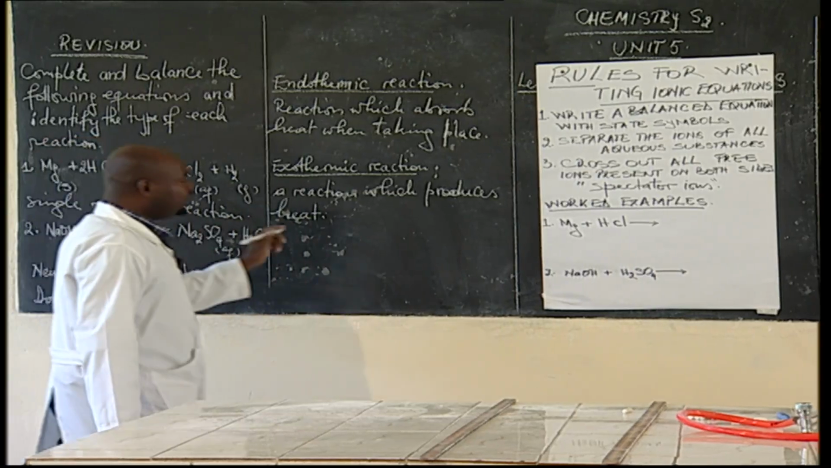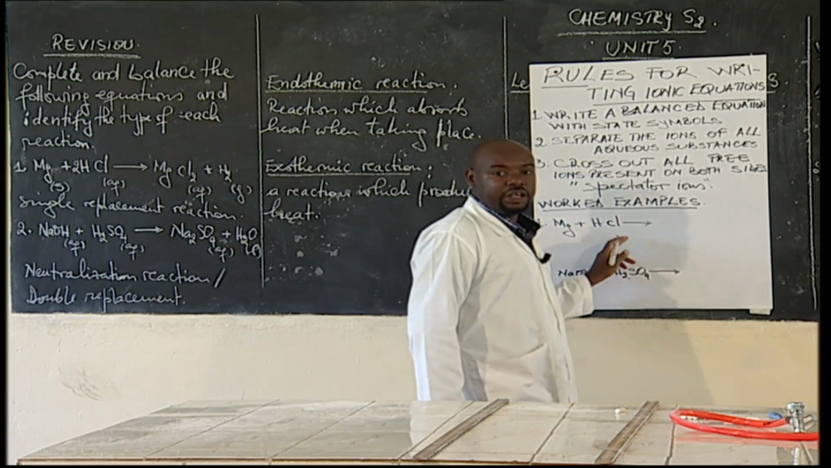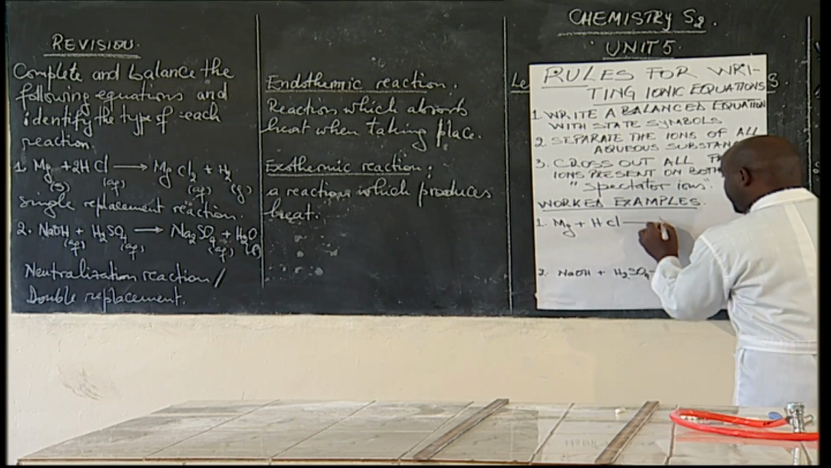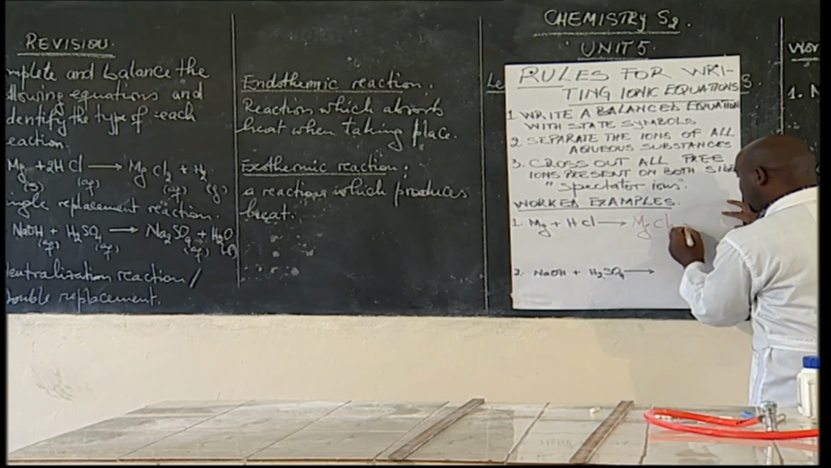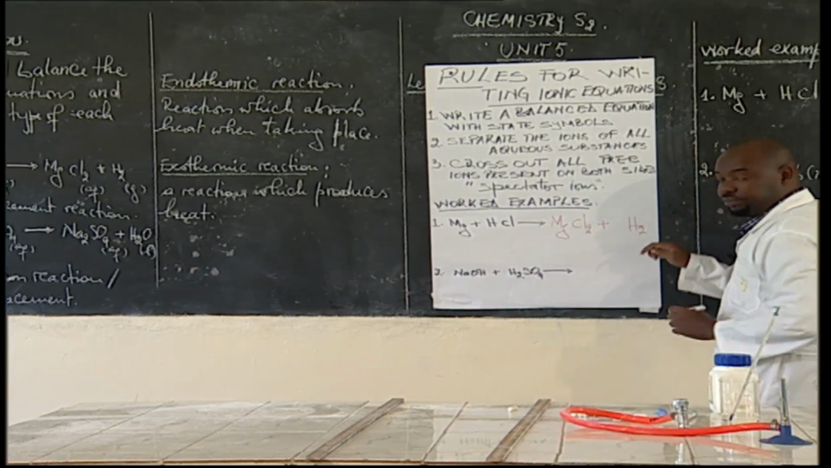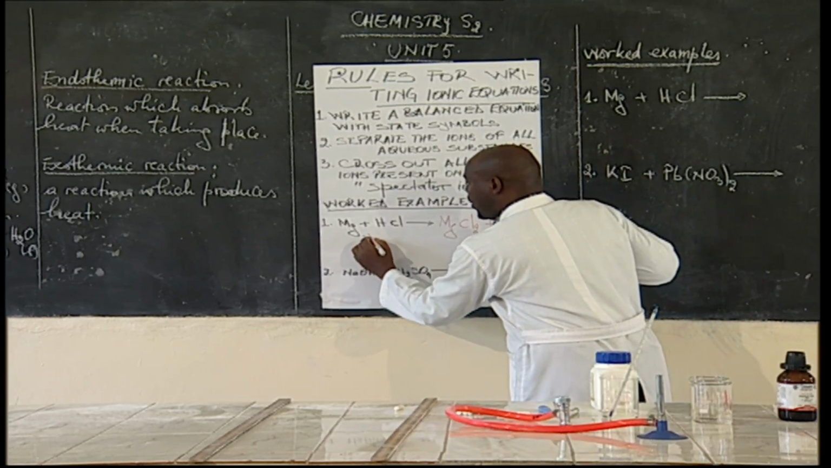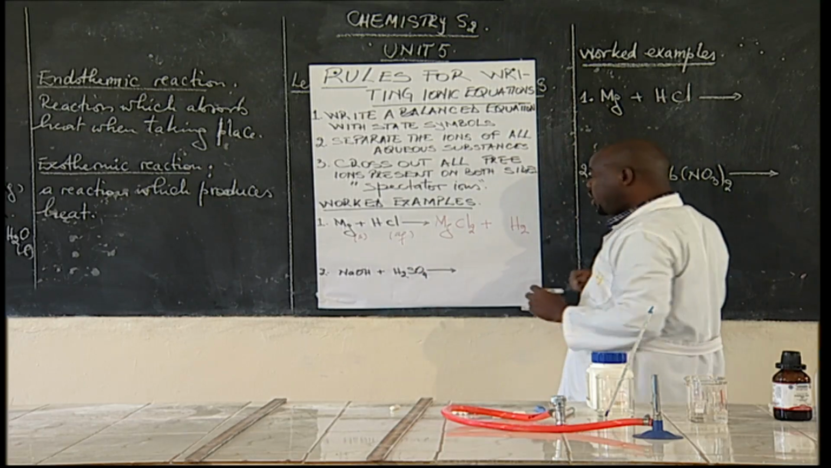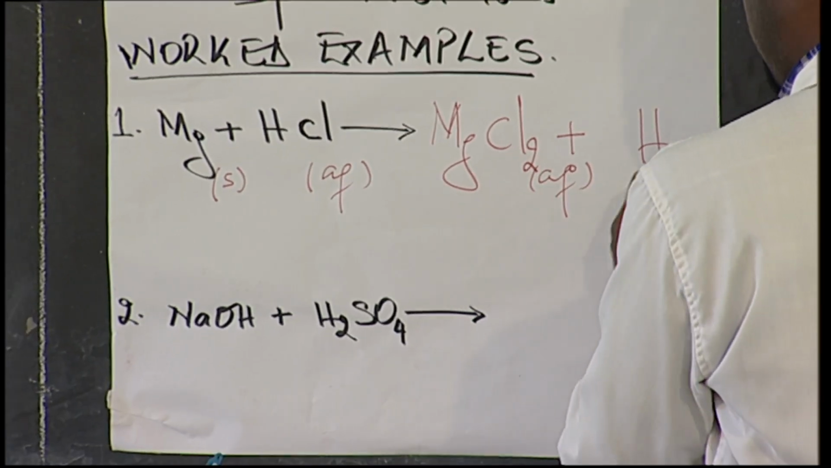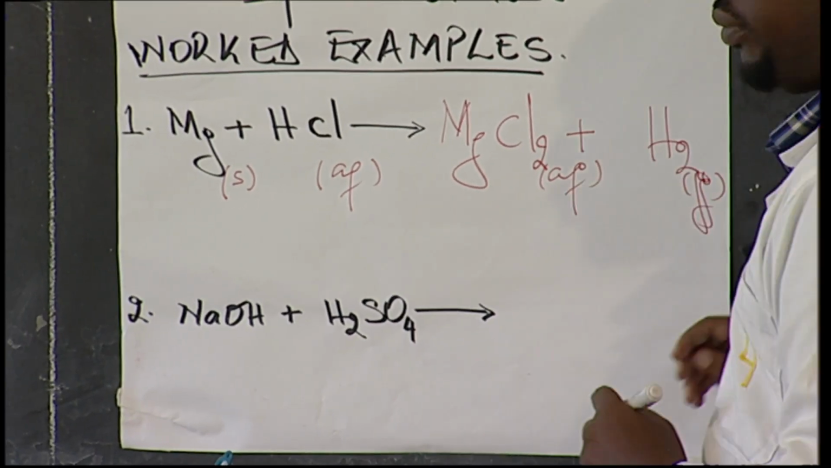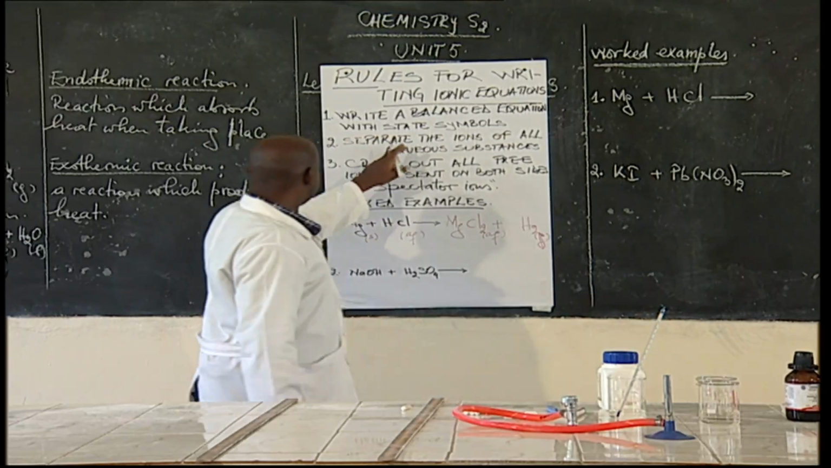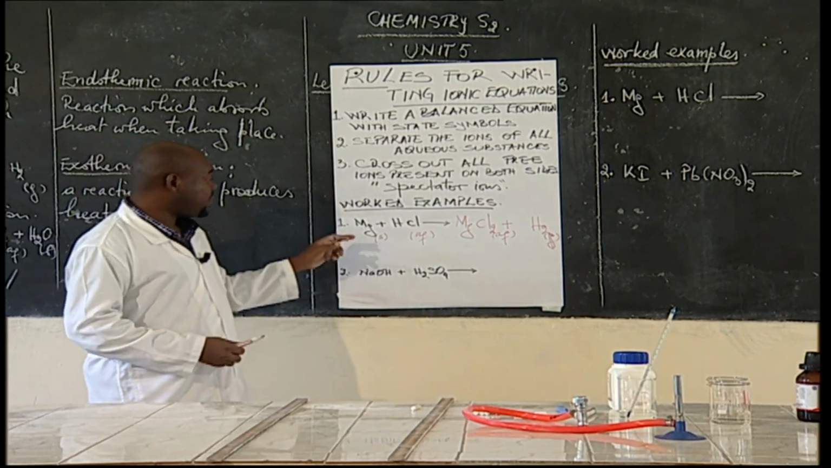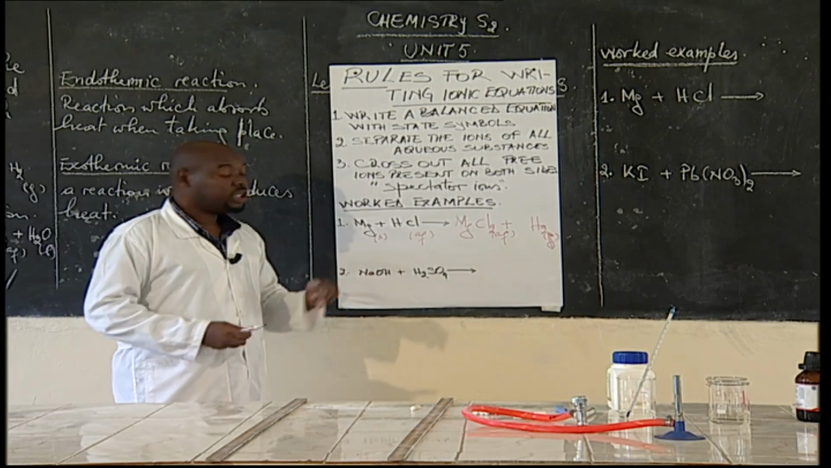We have magnesium reacting with hydrochloric acid, and the answer will be magnesium chloride plus hydrogen. State symbols, we have solid for magnesium and aqueous for hydrochloric acid, aqueous for magnesium chloride, and gas for hydrogen. Rule number 2, we separate the ions of all aqueous substances. Let us separate the ions. Aqueous substances we have are hydrochloric acid and magnesium chloride.